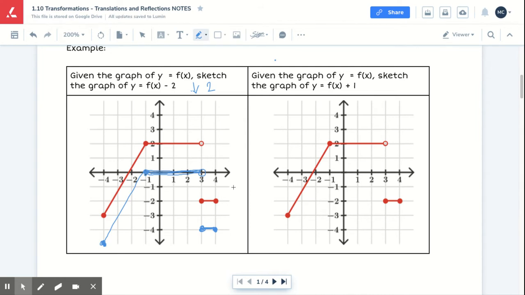So now if you step back away from the graph a little bit and look at the blue graph in comparison to the red one, you'll see that it looks like it is the same shape and the same size. It's just now in a different location.